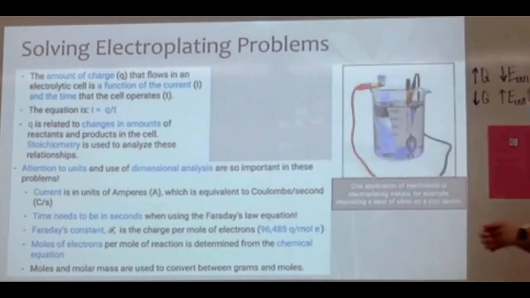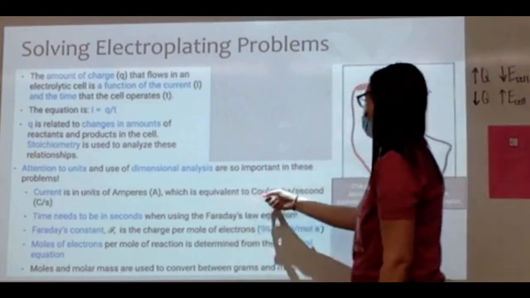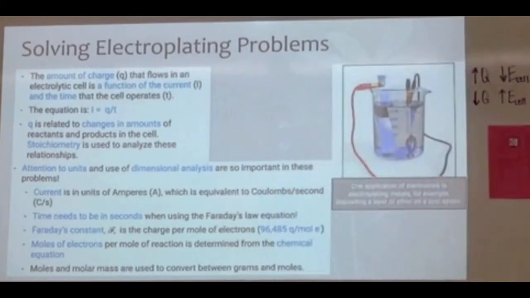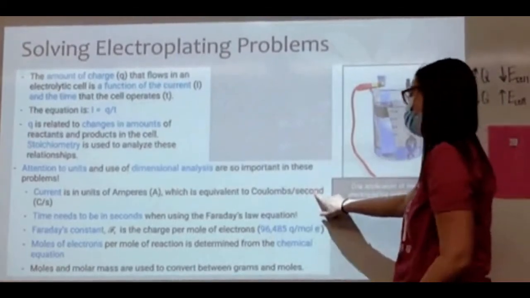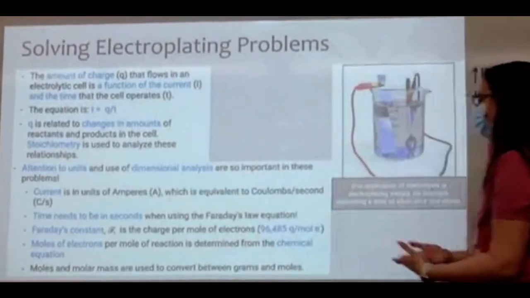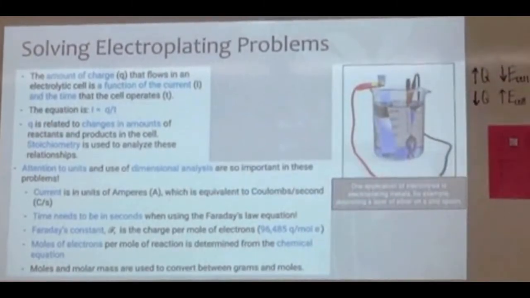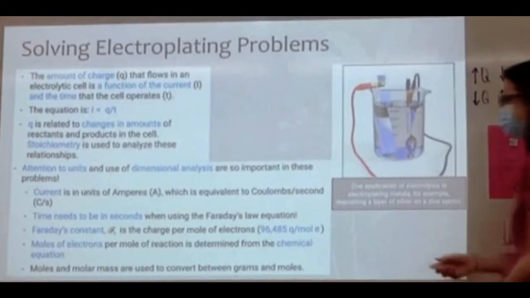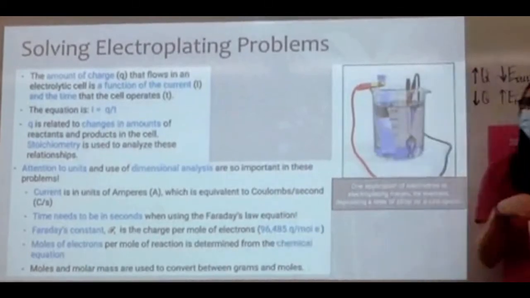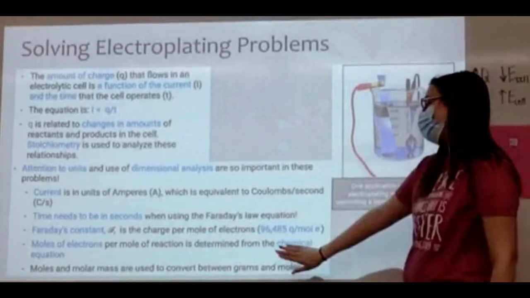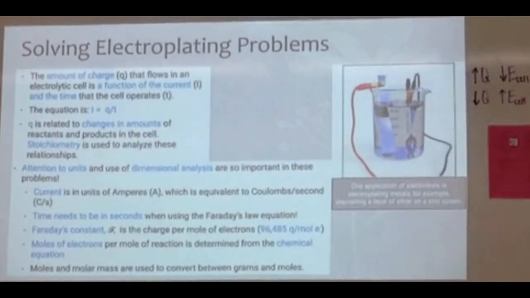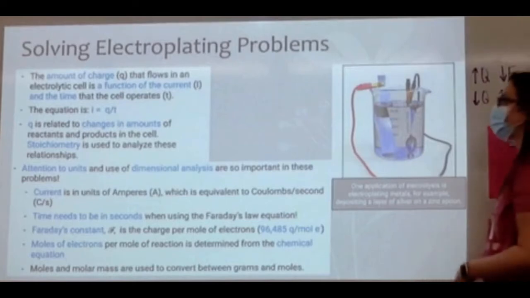So current is the conversion factor that allows us to go between coulombs and seconds. Time needs to be in seconds because our conversion factor has that. Faraday's constant, remember, is on your equation sheet, 96,485 coulombs per mole of electrons. So that is also a conversion factor. It allows us to go between charge, coulombs, and moles. And then we just have to pay attention to moles of electrons. So we actually have to look at half reactions that are being used in these electroplating problems.